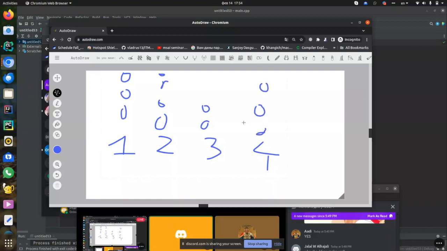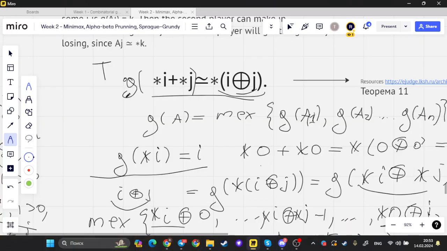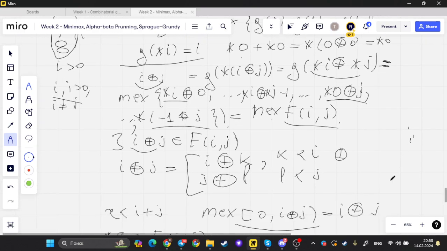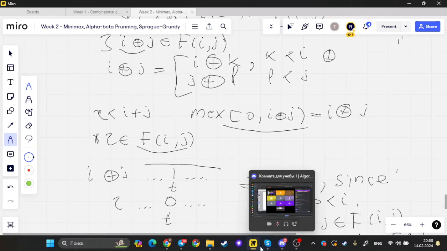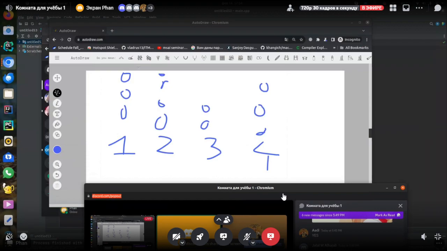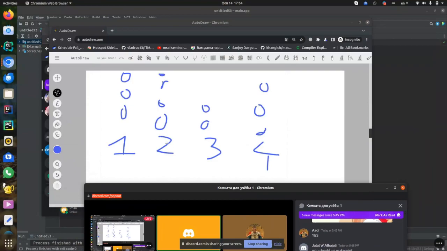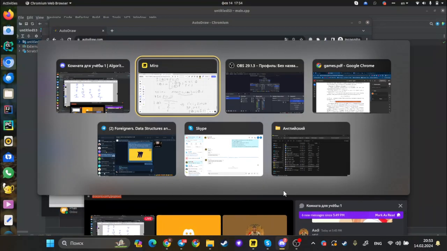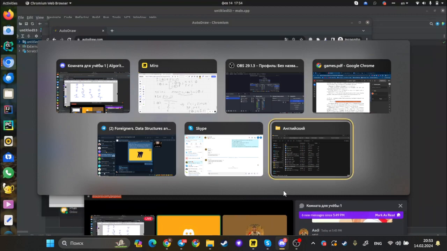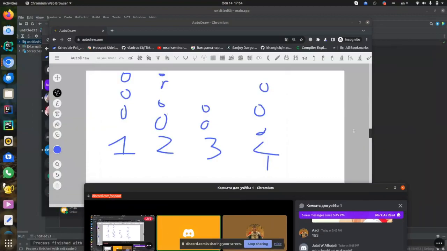But right now you cannot take any number of stones at once. You need to take only 1, 2, or 3. In the first example you could take all the stones from the pile, but now for this pile you can only take 1, 2, or 3 stones, not 4. For the previous example you could take 4, but not in this example. So what are we going to do here?